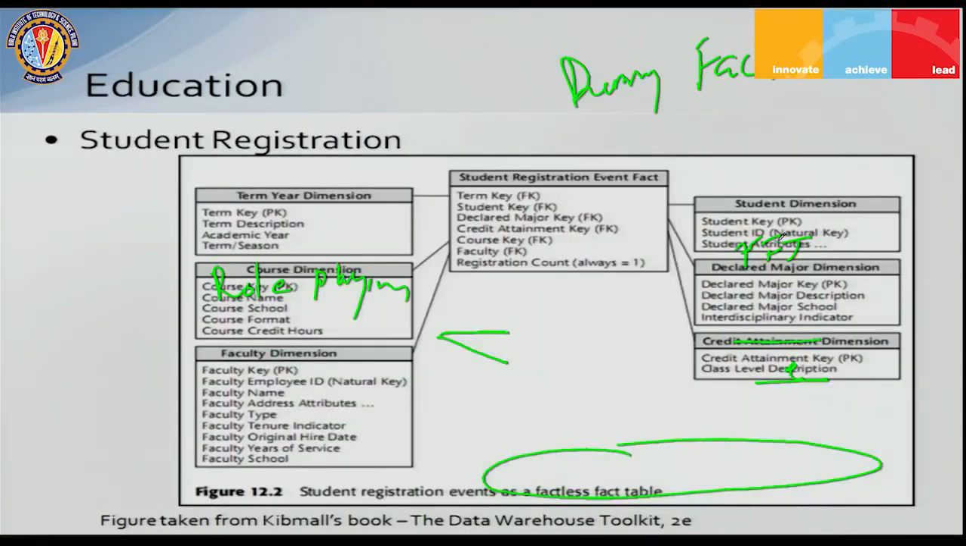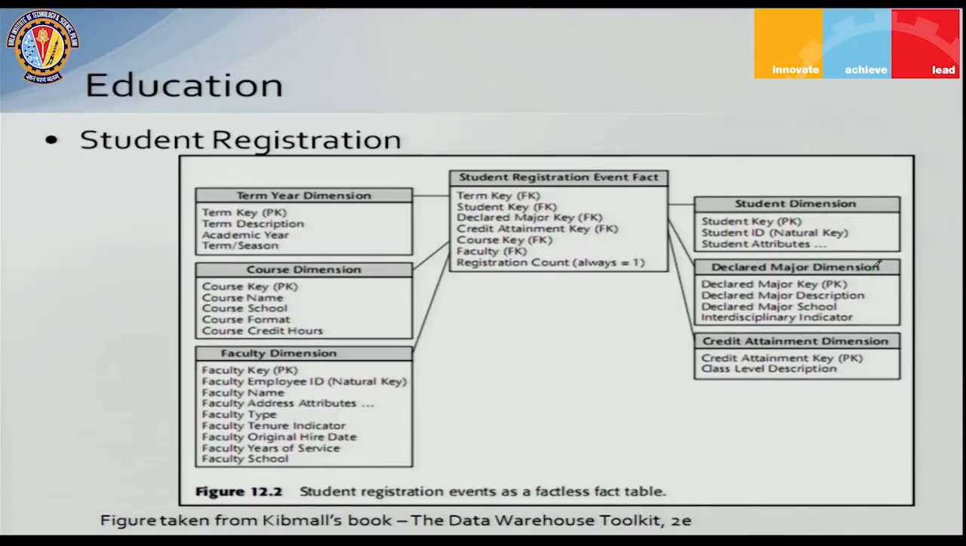Now we come to the third case study, and here we have what is called a student registration. So what happens here is that when students are admitted or when they come back for a new semester, they are required to register for a set of courses that they would do in a particular semester. So here is the registration fact.